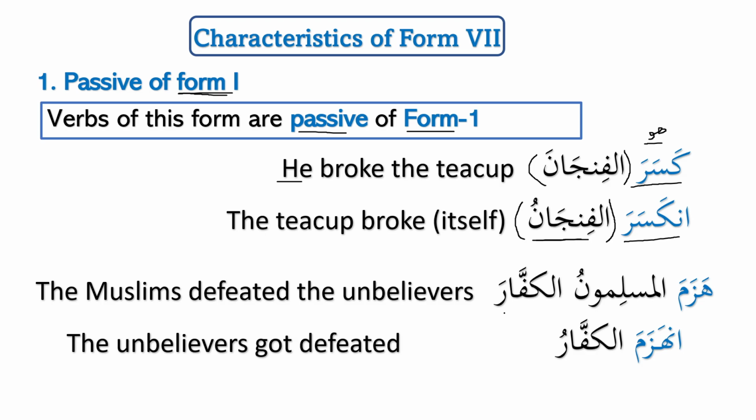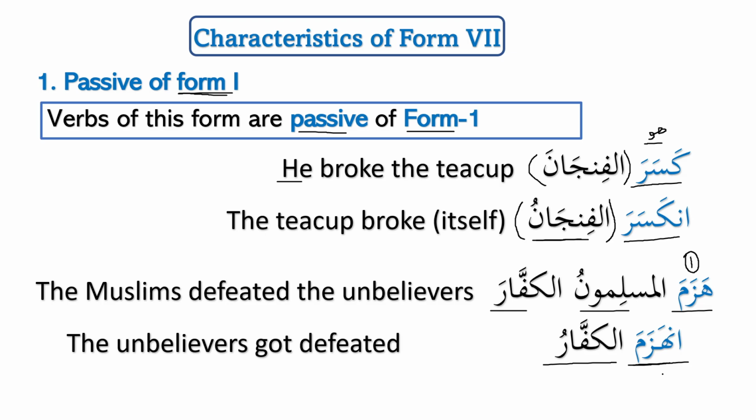Hazama al-muslimuna al-kuffara, the Muslims defeated the unbelievers. We can see that hazama is the verb, al-muslimuna is the fa'il, and al-kuffara is maf'ul bihi, and this is form number 1. But when we take it into form number 7, what happens? Inhazama al-kuffaru, the unbelievers got defeated. Now the unbelievers, al-kuffar, have become the subject, and inhazama is the verb, but it gives the passive meaning.